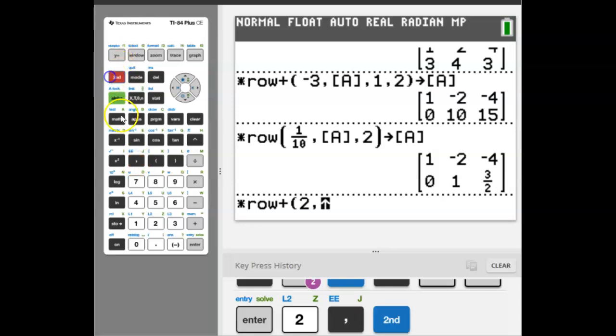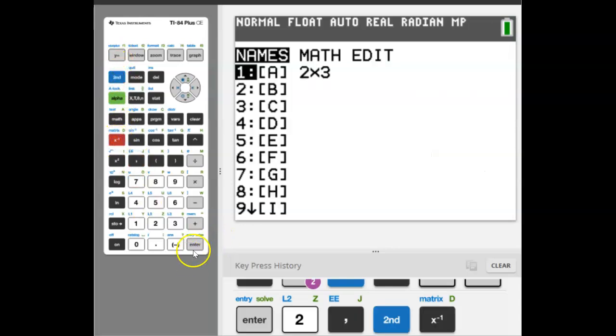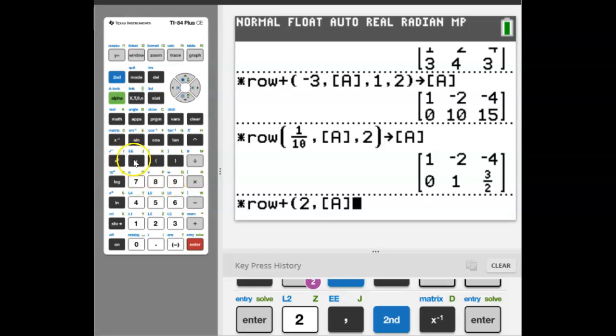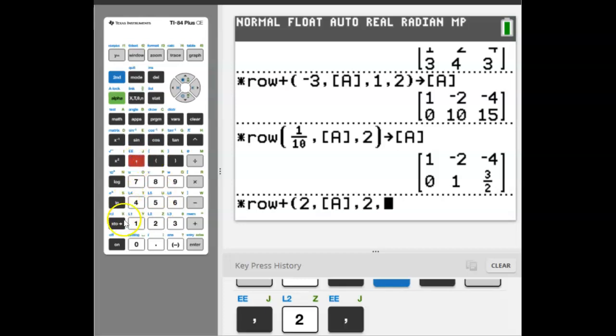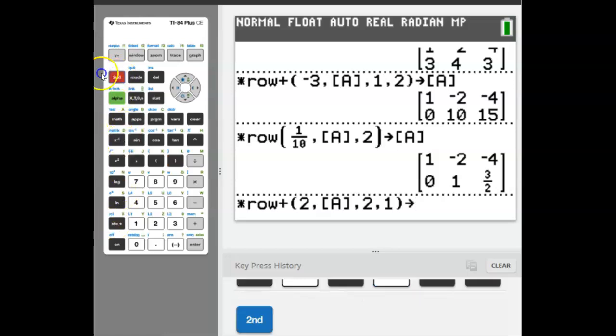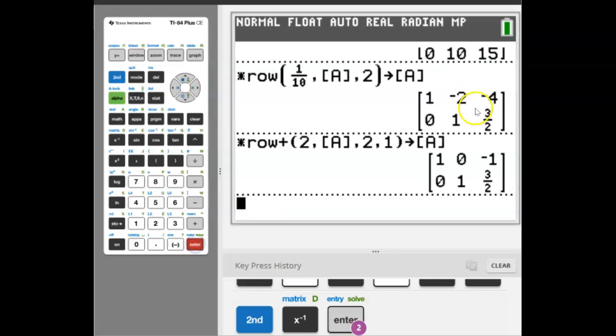So 2, comma, and then we definitely have to tell it what matrix we're working on, matrix A, comma. We're going to multiply 2 times row 2 and add it to row 1, close those parentheses, store it over the top of our old matrix A, and hit enter. And there we have solved our system: x equals negative 1 and y equals 3/2.